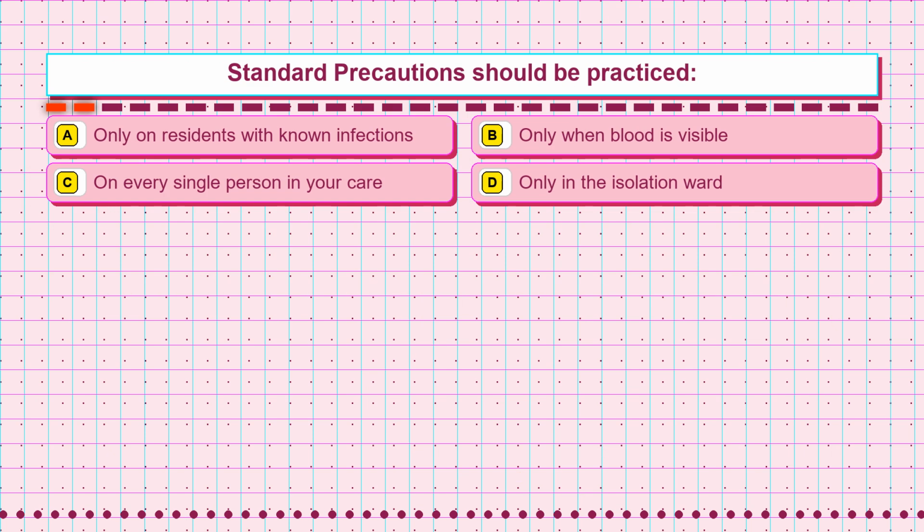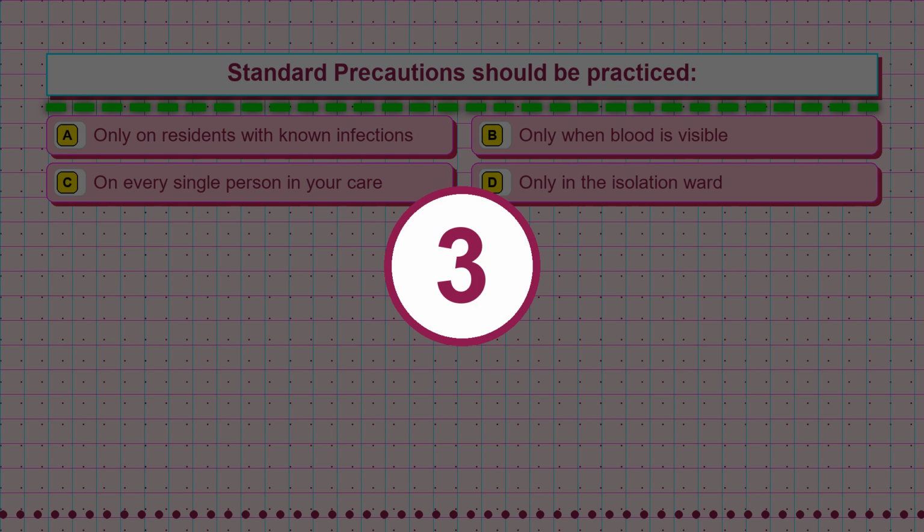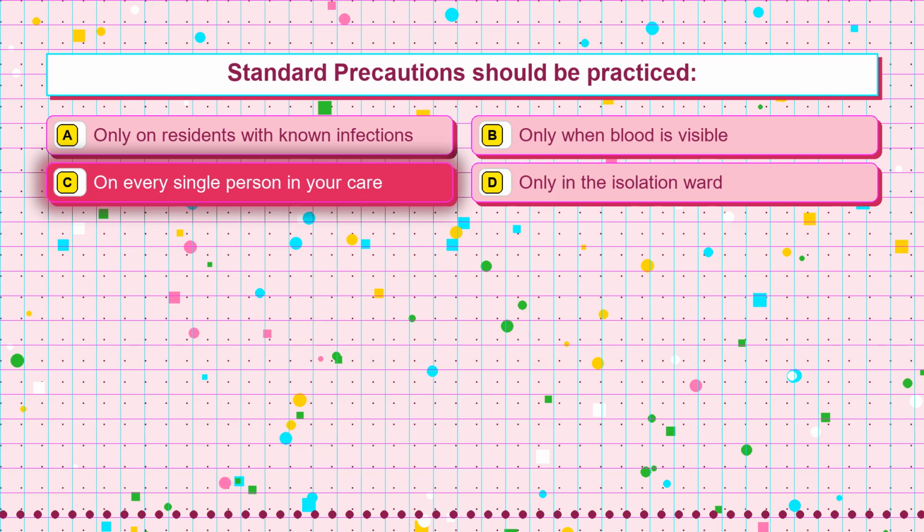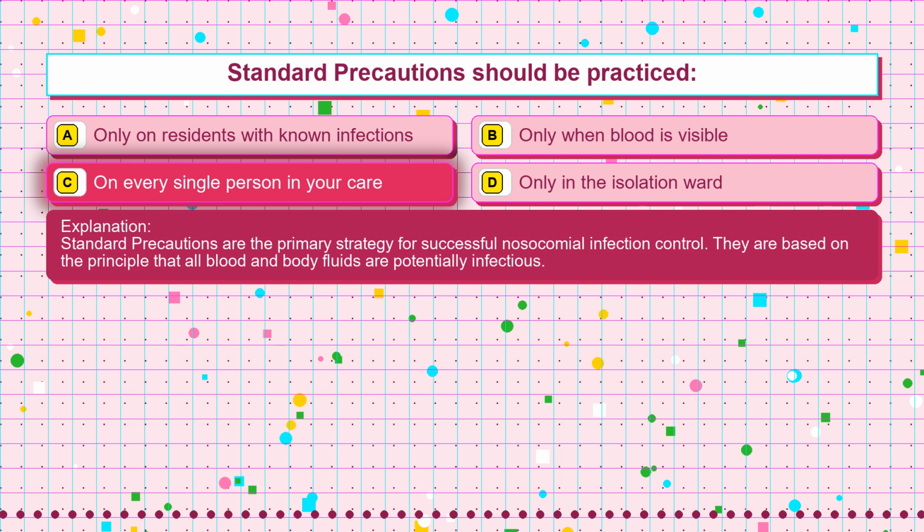Question 93. Standard precautions should be practiced. Option A, only on residents with known infections. Option B, only when blood is visible. Option C, on every single person in your care. Option D, only in the isolation ward. The correct answer is option C, on every single person in your care. Standard precautions are the primary strategy for successful nosocomial infection control. They are based on the principle that all blood and body fluids are potentially infectious.